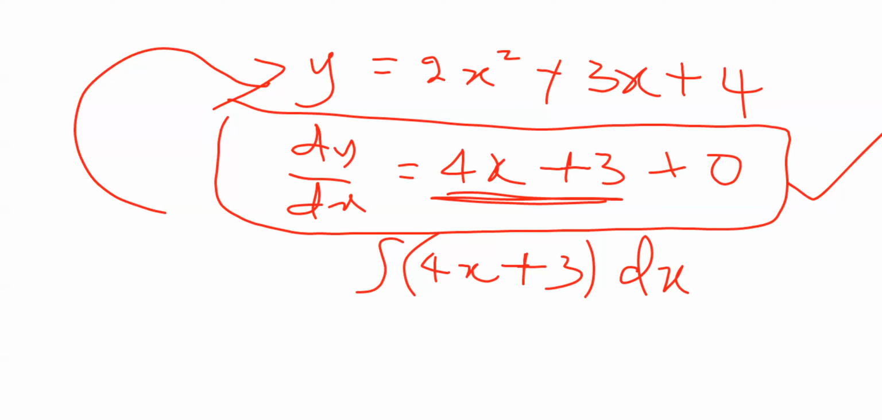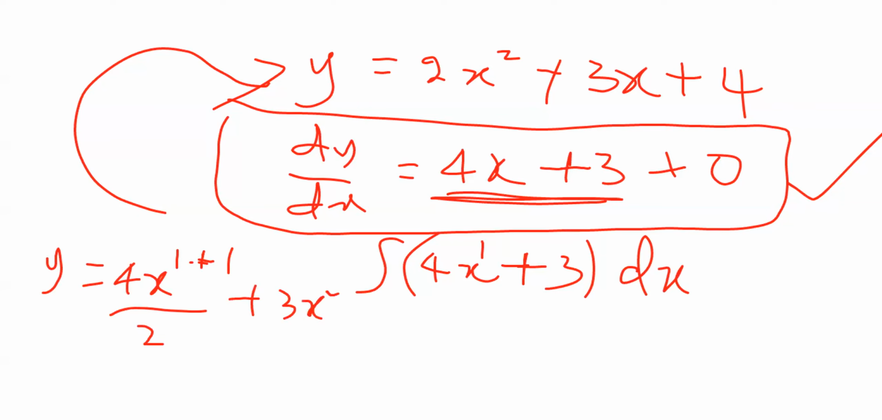How do I go back? So now, 4x raised to power 1 will now be 1 plus 1, divided by the new power. Plus, this 3 you are seeing means 3 raised to power 0. You add 1 to it and divide by 1. But how this number will come back is difficult.